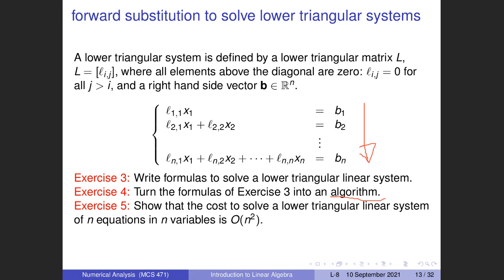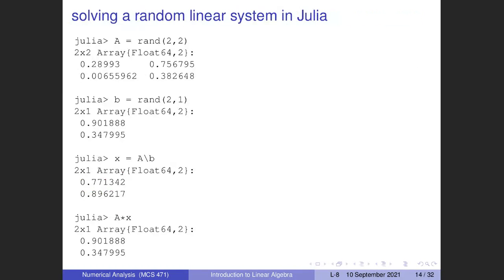Now, the cost of solving a lower triangular system of equations is also quadratic. And the same arguments apply as the ones that we had for the upper triangular matrices. It's called forward substitution. Here is how you can verify this in Julia.